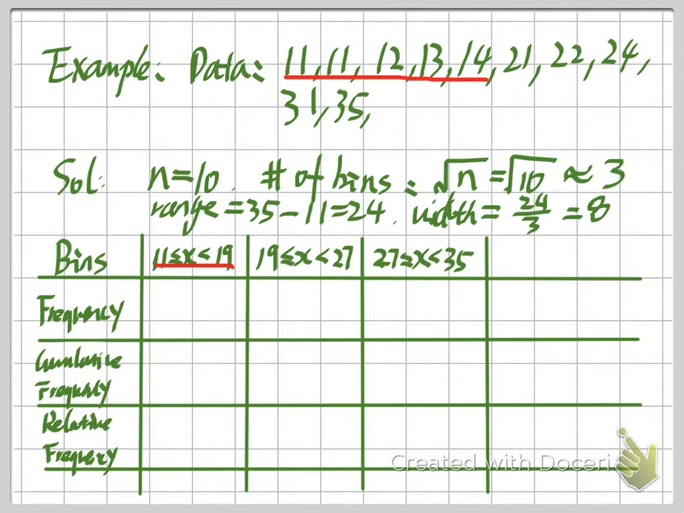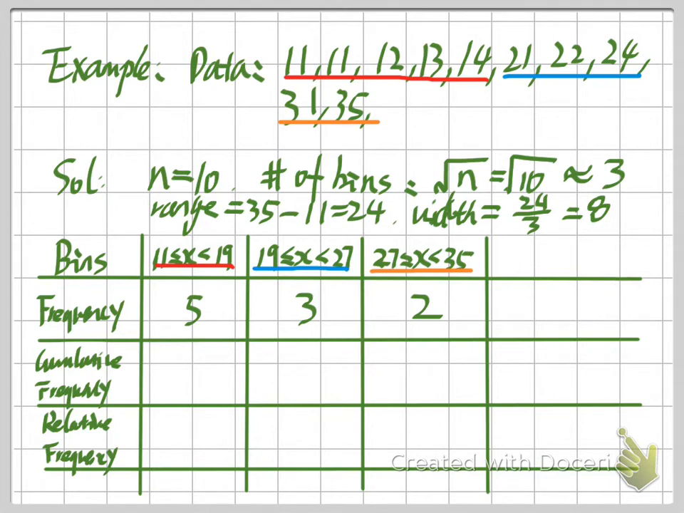So how many numbers are inside this first bin? If we count, it should be 5. That means the frequency in the first bin is 5. Then I use the color blue to underline the numbers in the second bin, which are 21, 22, and 24. And the last one, I underline with orange, which are 31 and 35. So we count all of the numbers inside each bin, and the frequencies are 5, 3, and 2.